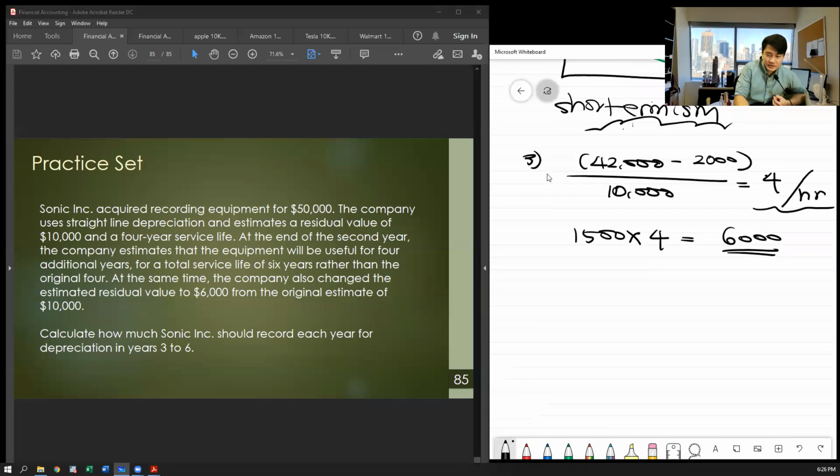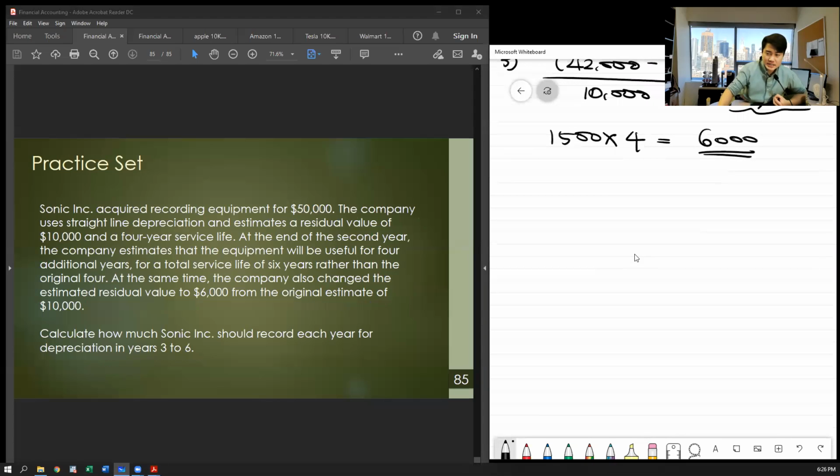The last practice problem is this. I don't think I covered this because of the tablet issues. The company acquired recording equipment for $50,000. The company used straight line depreciation and estimates the residual value of $10,000 and a 4-year service life. At the end of the second year, the company estimates that the equipment will be used for 4 additional years. So basically, this is the change in the estimates during the service life.